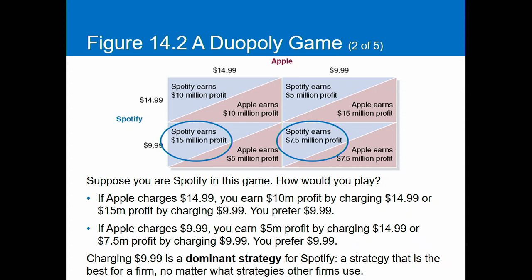So these circles are trying to give away the answer. If Apple chooses $14.99, they have a higher profit selling at $9.99. If Apple chooses $9.99, they also make a higher profit selling at $9.99. So that's their dominant strategy in this case. Selling at $9.99 is going to be the best for Spotify, because whichever price Apple chooses to sell at, Spotify will have a higher profit by selling at this lower price.